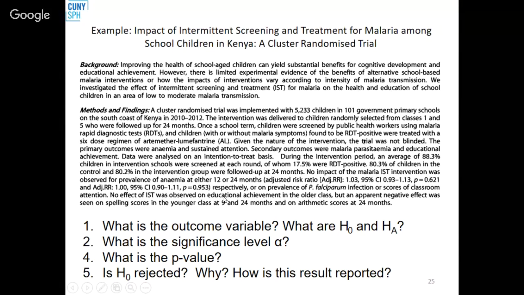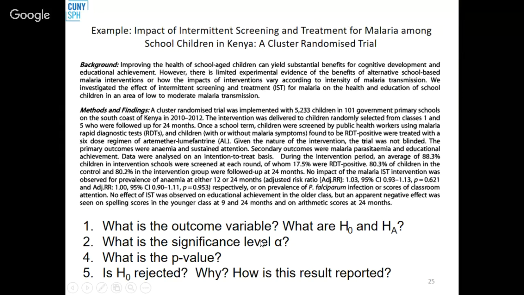What's the significance level alpha? I think it's 0.05 because they state these 95% confidence intervals. What's the p-value? Let's see, for the anemia, prevalence of anemia at 12 or 24 months. Okay, here's the one for 12 months. Adjusted risk ratio 1.03, confidence interval 0.93 to 1.13, p equals 0.621. So is H0 rejected? No, because this is greater than our alpha level of 0.05.